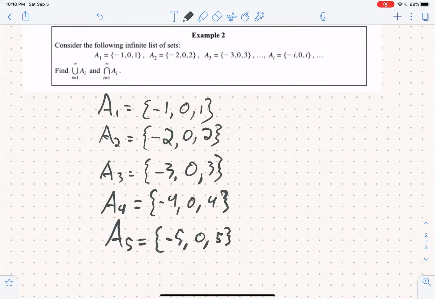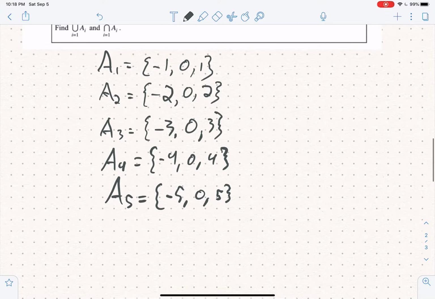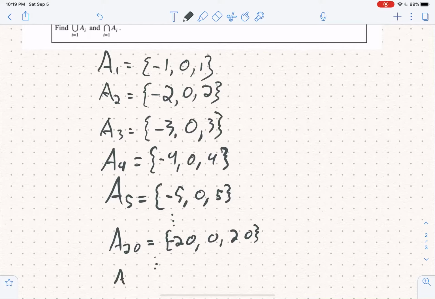And then the ... continues, and the point is that this list is not done yet. We can keep going. In fact, we can go a lot farther than this. If we kept going A5, A6, A7, A8, A9, A10, up to A20, let's say, A20 would be the set containing the number -20, the number 0, and the number 20. And A117 is the set containing -117, 0, and 117. And it keeps going.